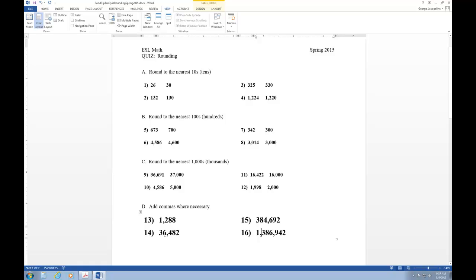So these numbers are, number 13 here is 1,288. Number 14, 36,482. Number 15, 384,692. And number 16 here, 1,386,942. And that's the end of page 1 of our quiz.